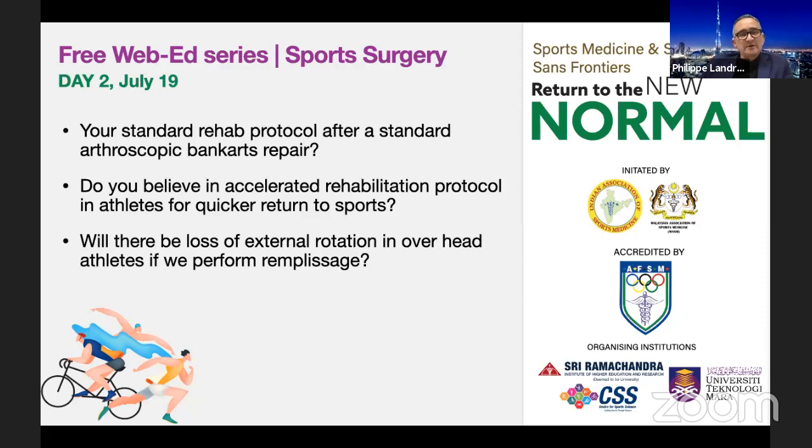After a simple... do you believe in an accelerated rehabilitation protocol in athletes for quick return? We talk about the athletic population, of course, because this is the topic. When it's a simple Bankart, which is not the most frequent case in the athletic population, meaning there is no bone loss, approximately, I'm quite prudent. I don't want to go too fast because the risk is to stretch the capsule and to put the Bankart repair in danger.